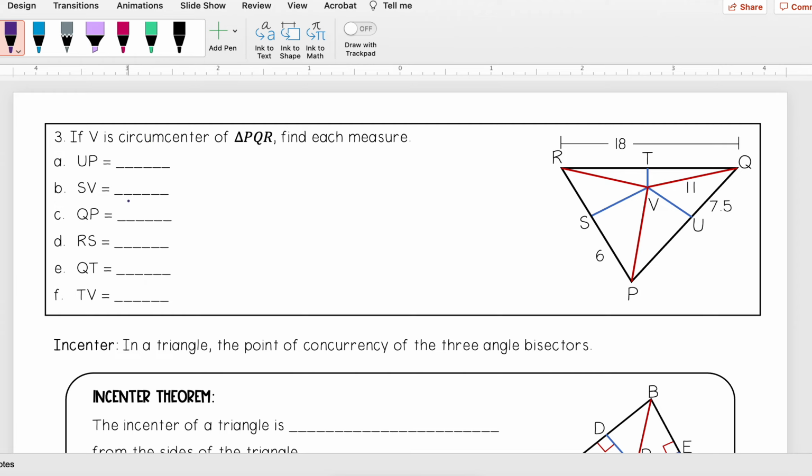Okay, go ahead and pause the video. I want you to try and work through number 3 on your own. When you think you have it, go ahead and press play. So the answers you should have gotten were the following: 7.5, 11, 15, 6, 9, and 11.